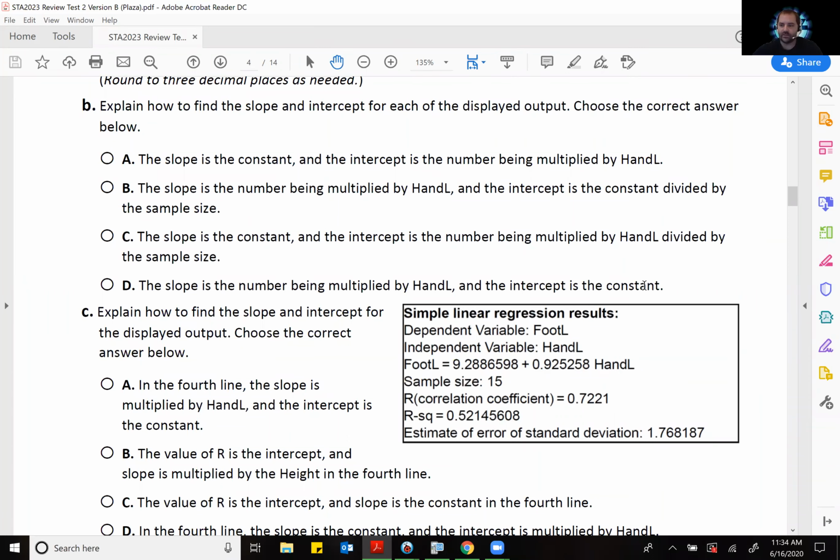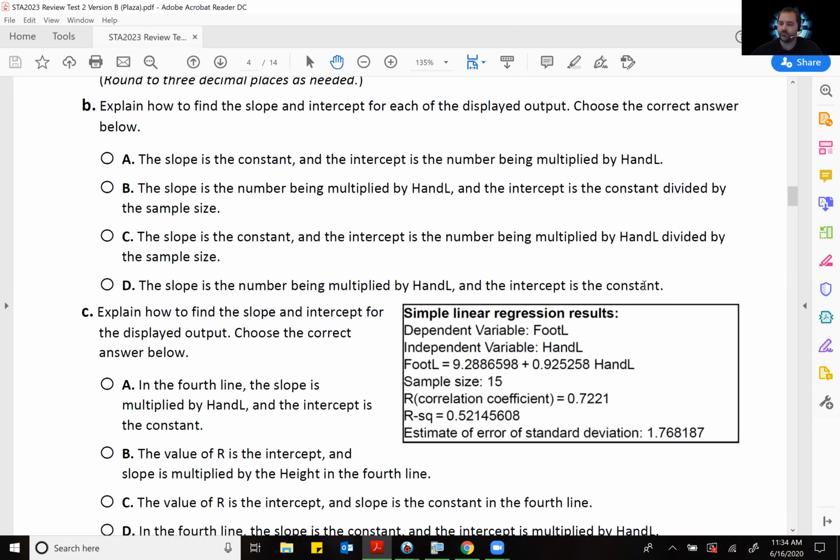So we've got D for the answer. The slope is the number being multiplied by hand L, and the intercept is the constant.